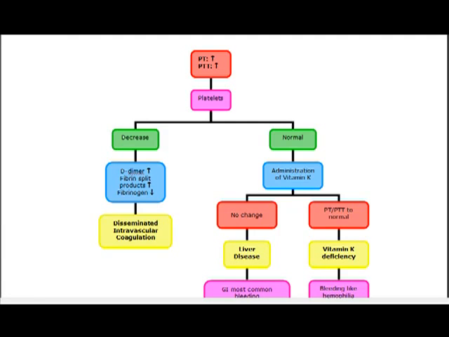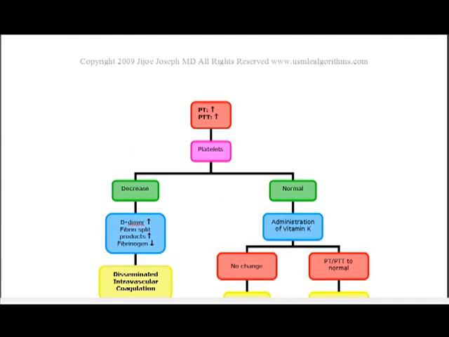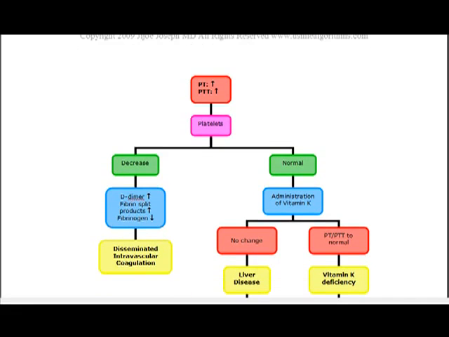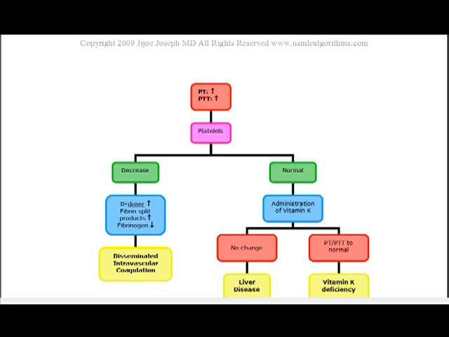Okay, our next topic, we're going to be talking about coagulopathies part 2, and we're going to be talking about liver disease, vitamin K deficiency, as well as DIC. Now, like before when we were talking about the increased PTT with a normal PT, here I'm going to be talking about an increased PT as well as an increased PTT. If we see an increased PT and an increased PTT, I want you to look at the platelets.